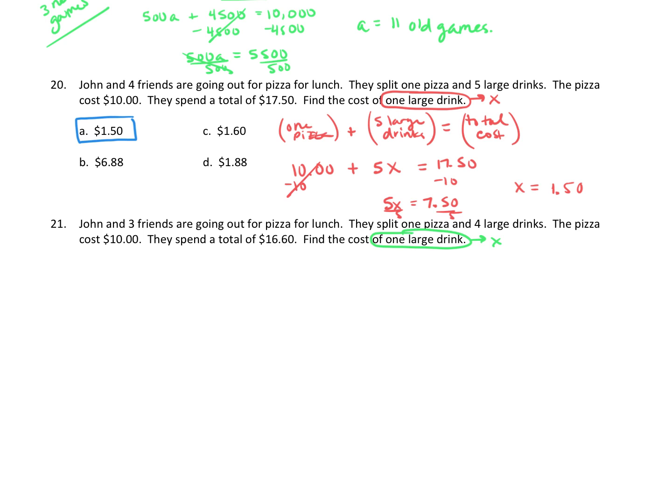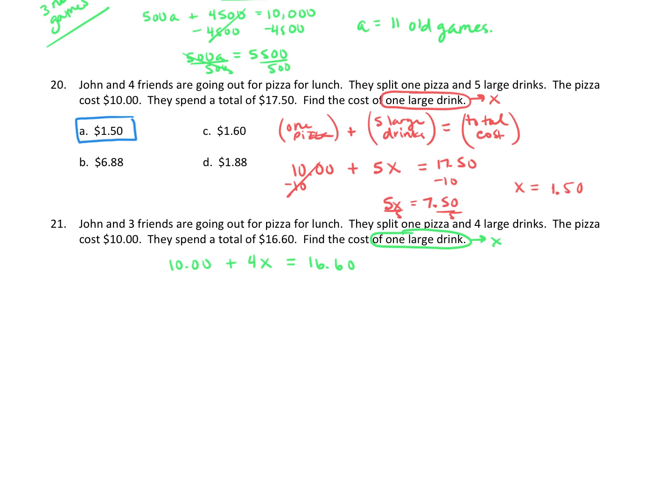So if we follow the structure we had up above, one pizza plus the drinks equals total cost. So we've got our pizza for $10 plus, this time he's only got three friends with him, so there are four large drinks that they're buying. So 4 times X, the cost of the large drinks. And if we add those two together, we get the total amount that they spent, which is $16.60.